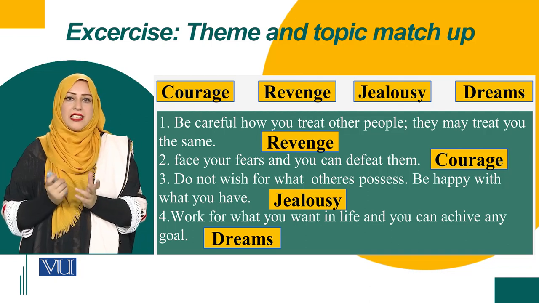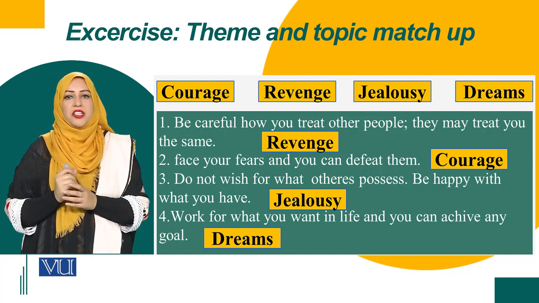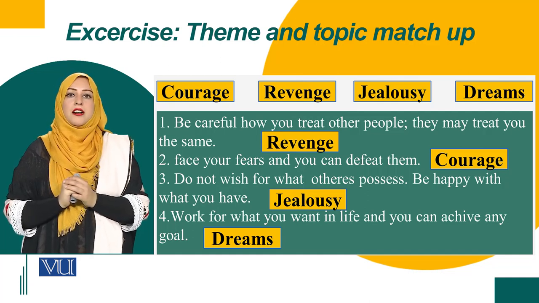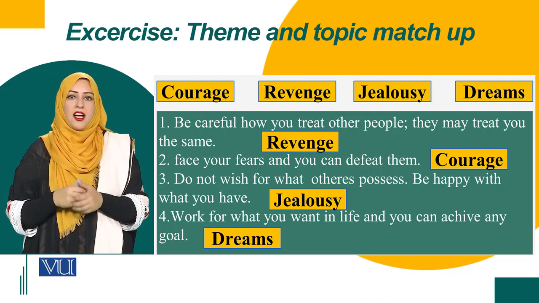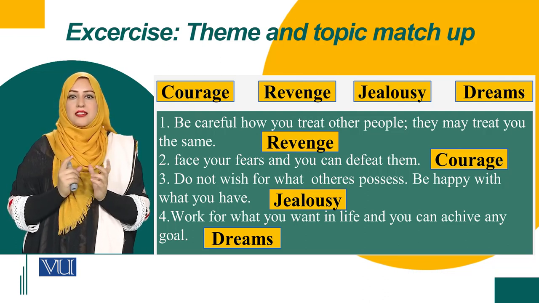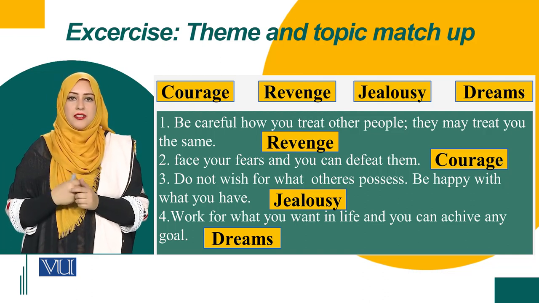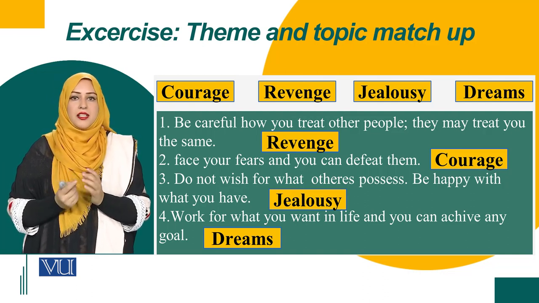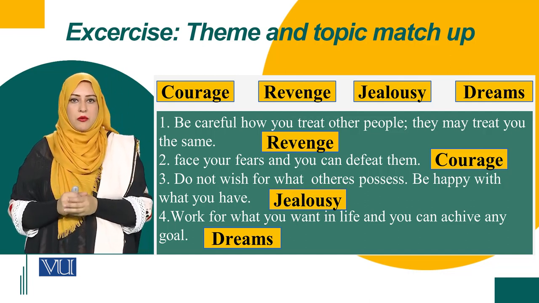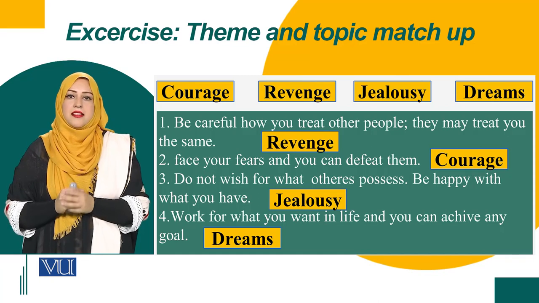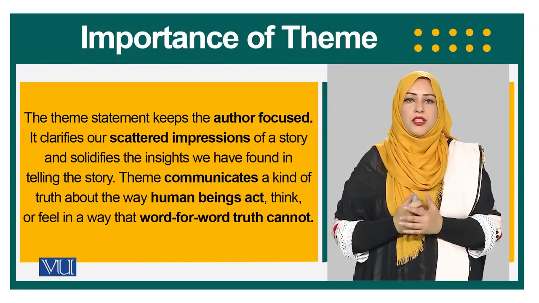Similarly, when we read the second sentence, we can infer that it is about courage, and how we inferred it is that if we fight our fears, we can be successful. That's how we get to know that the theme of this sentence would be courage. Similar is the case with the last two sentences. When we read them out, we get to know that the third sentence is about jealousy and the last sentence is about dreams.